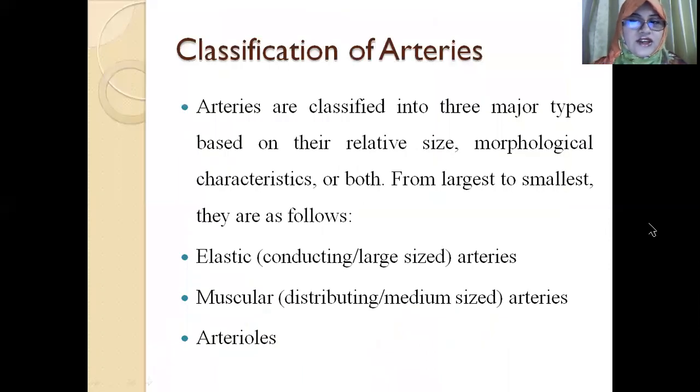Now, classification of arteries. Arteries are classified into three major types based on their relative size, morphological characteristics, or both. From largest to smallest, they are as follows: elastic arteries, or conducting arteries, or large-sized arteries, then muscular arteries, or distributing or medium-sized arteries, and last of all, arterioles.